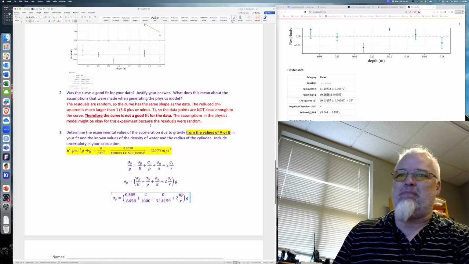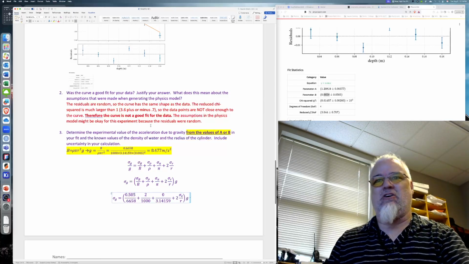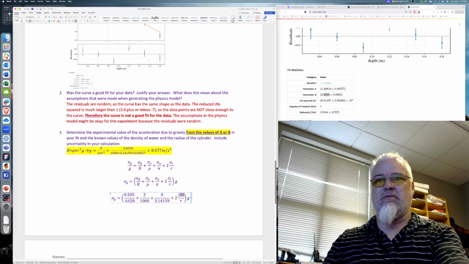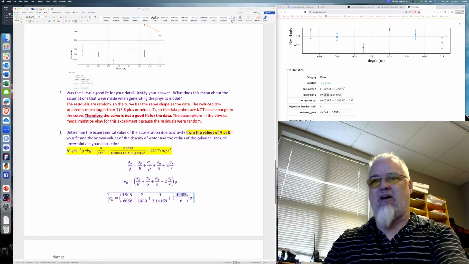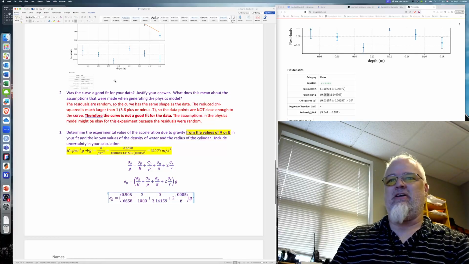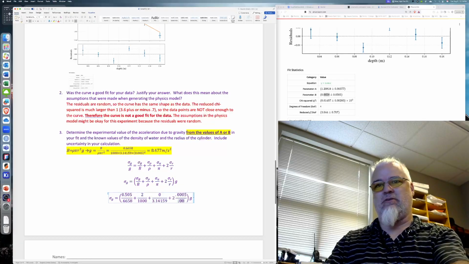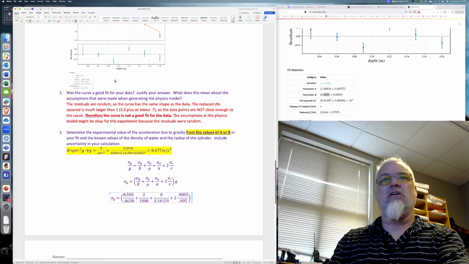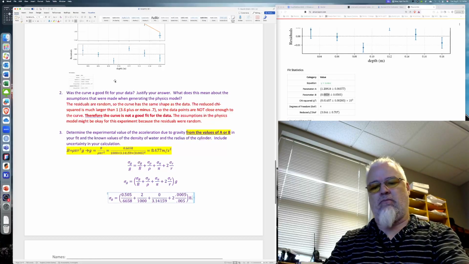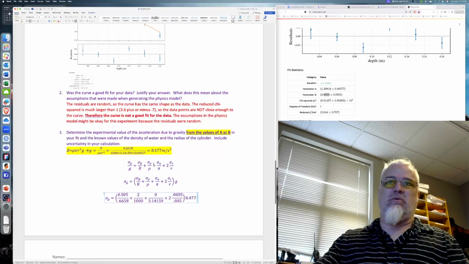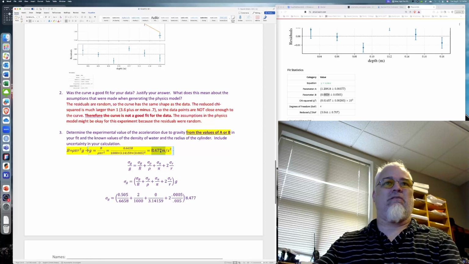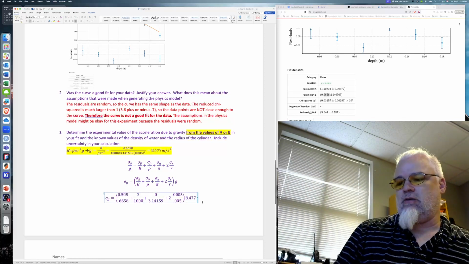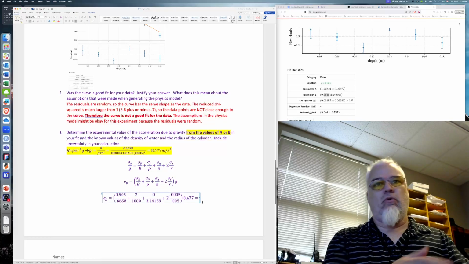So 0 over pi plus 2 times the uncertainty in r. Okay, I remember that was 0.0005, half of a millimeter, divided by r, 0.005, 5 millimeters, times g, 8.477. We're going to use the value that we calculated. So this is going to tell me the uncertainty in G.